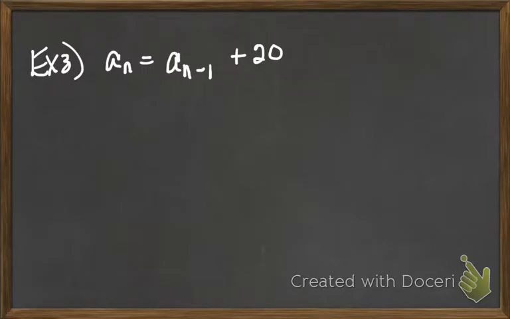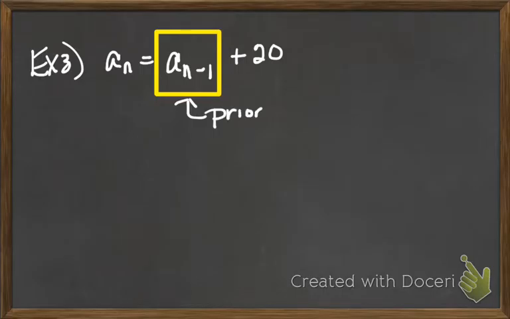So what people don't understand is this a sub n minus 1 is the term before the one that you're dealing with. So if n were 5, if you were looking for the 5th term, then you would take 5 minus 1, which is 4, which would be the term prior to that term, and you would add 20. So anytime they use that n minus 1, it's talking about the prior term. The prior term.